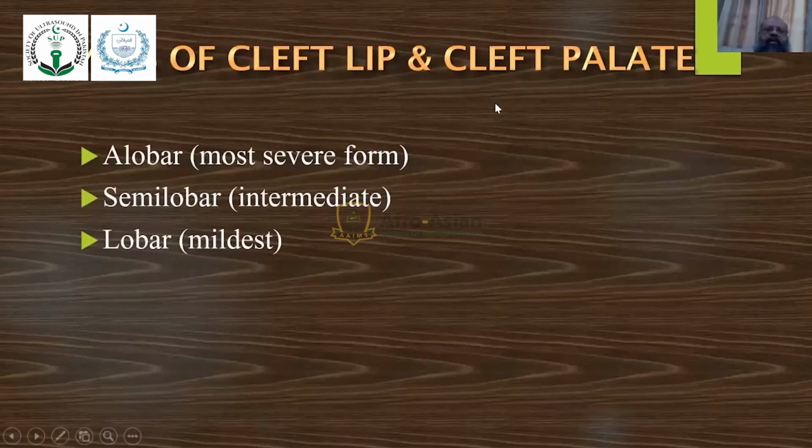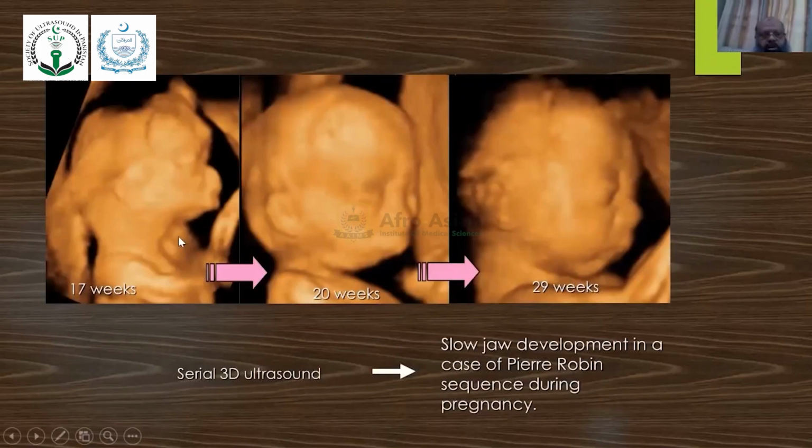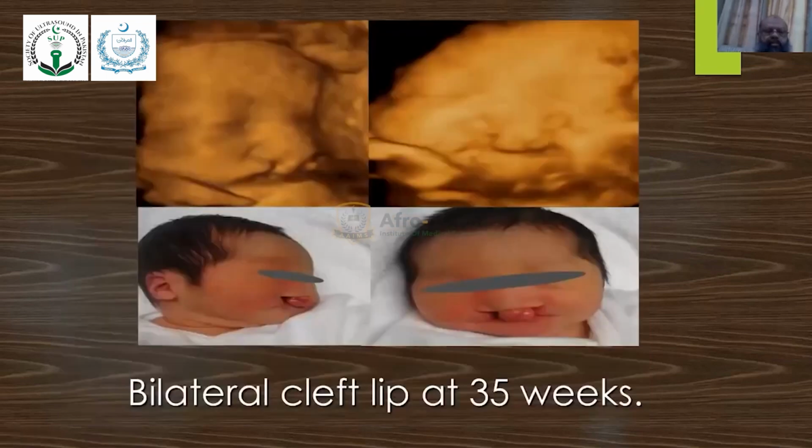The types of cleft lip and palate can be alobar, most severe form, semilobar, intermediate, and lobar, which is the mildest. Then there is micrognathia with cleft lip at 19 weeks, in which there is almost no chin, very small chin. In micrognathia, almost no chin, 17 weeks, 20 weeks, 29 weeks. It is bilateral cleft lip at 35 weeks, both sides. This is right and left, and on 3D also.